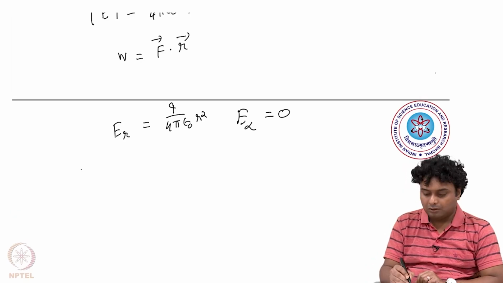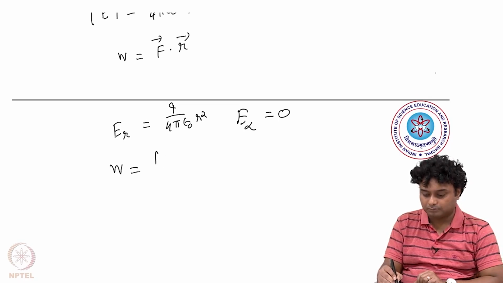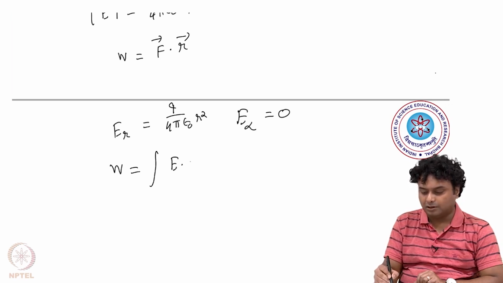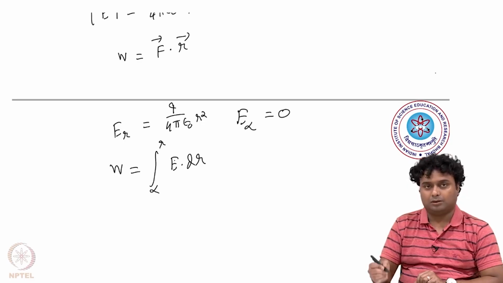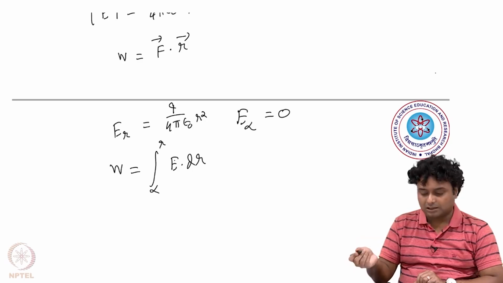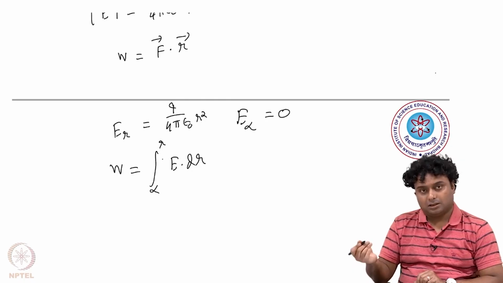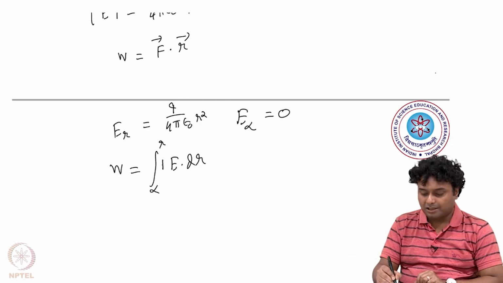To calculate the total work done, what do we need to do? We need to integrate. So W is equal to the integral of E dot dr, where r goes from infinity to some r. Now if we consider a 1 coulomb charge, then it is E dot dr. If it is some charge q prime, then I need to write q prime E dr, right?